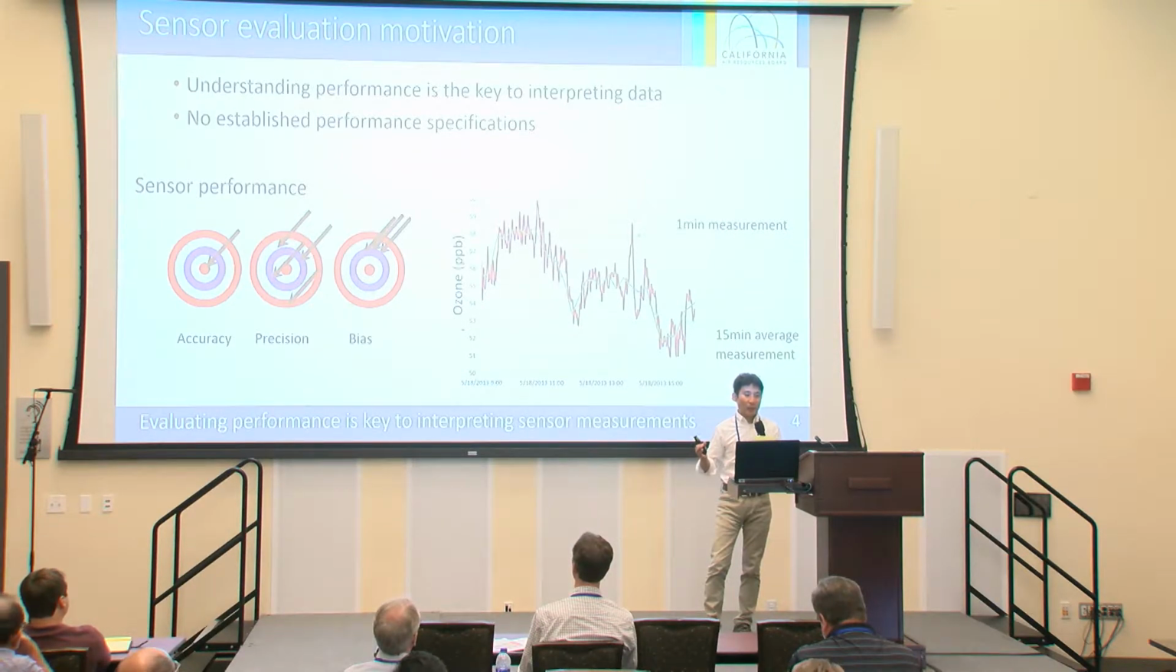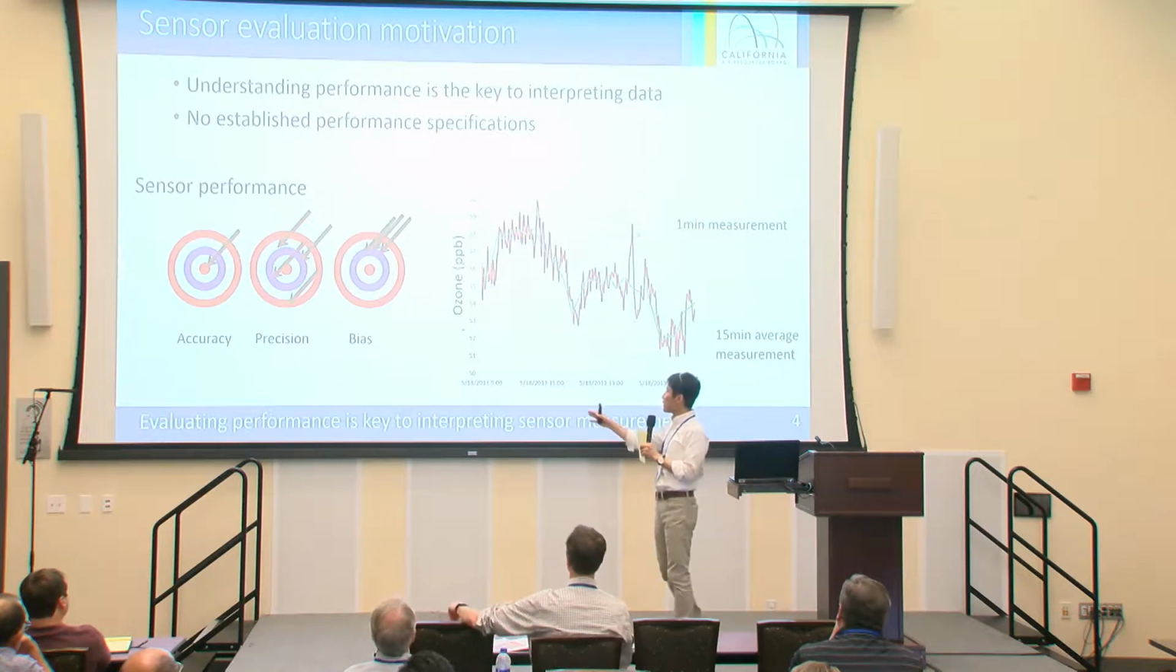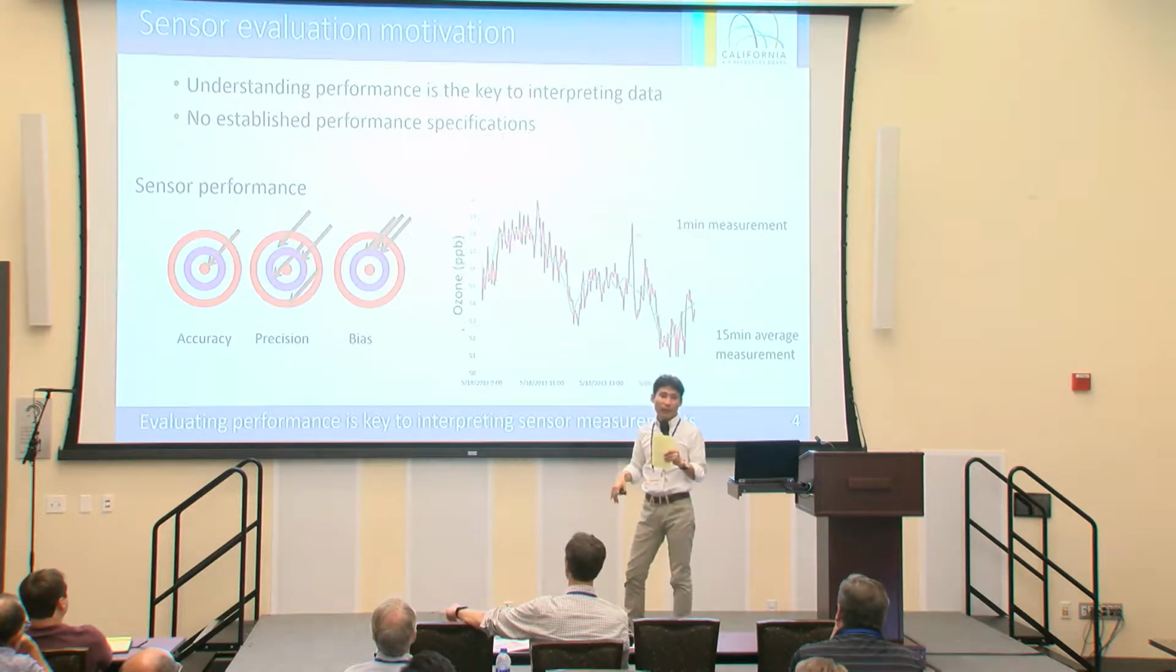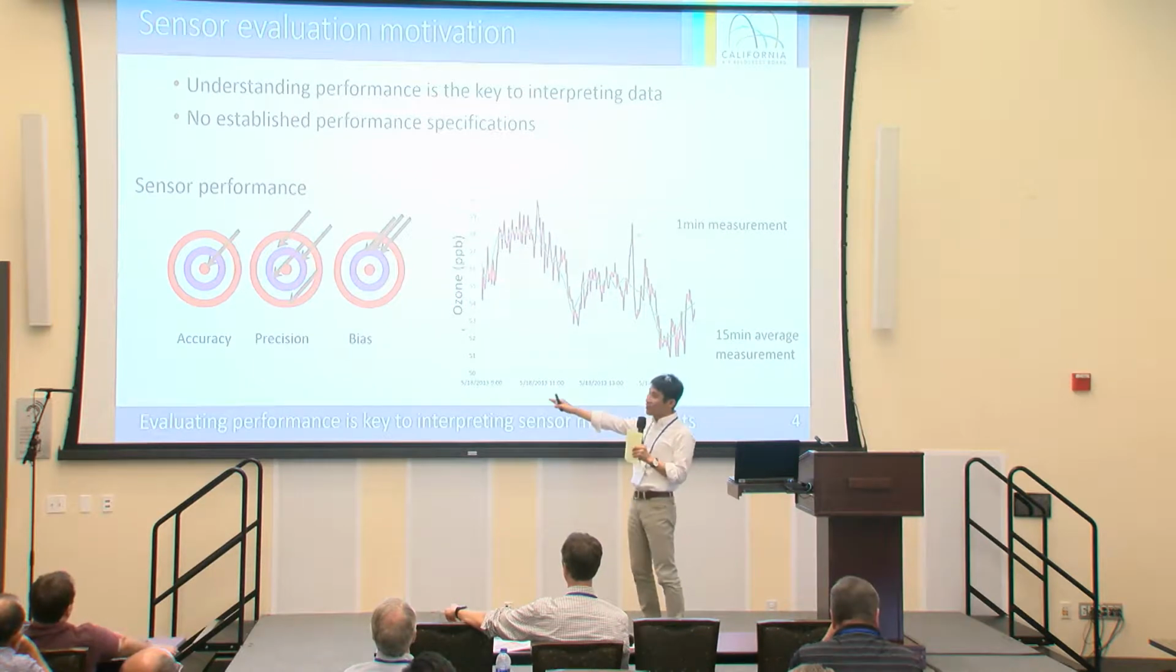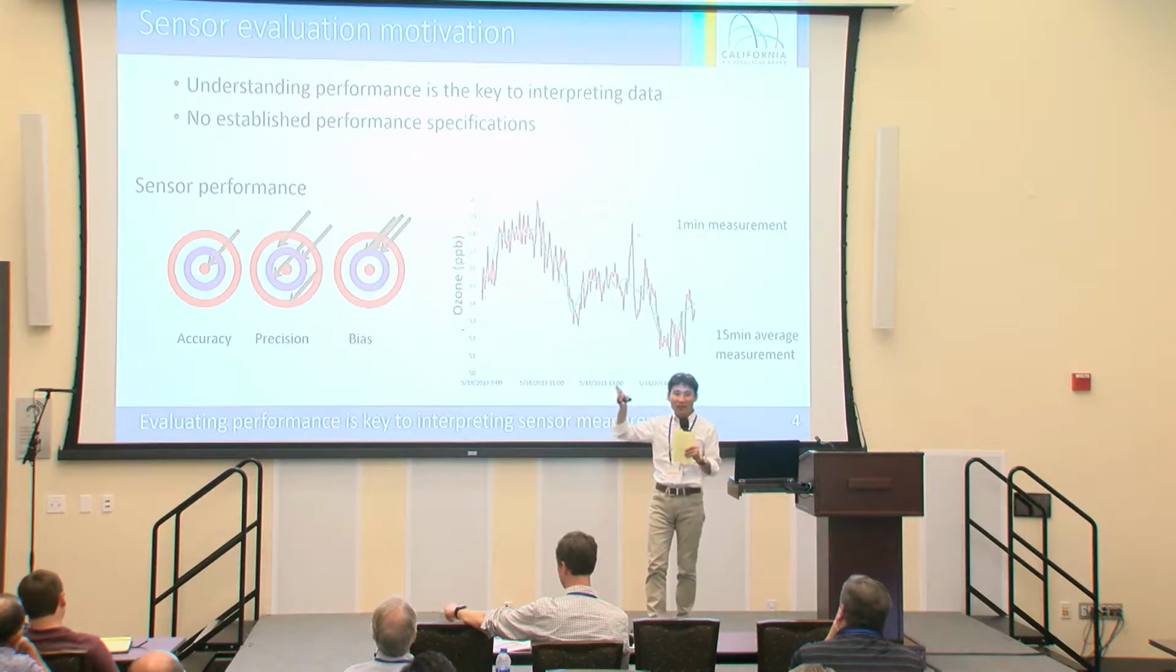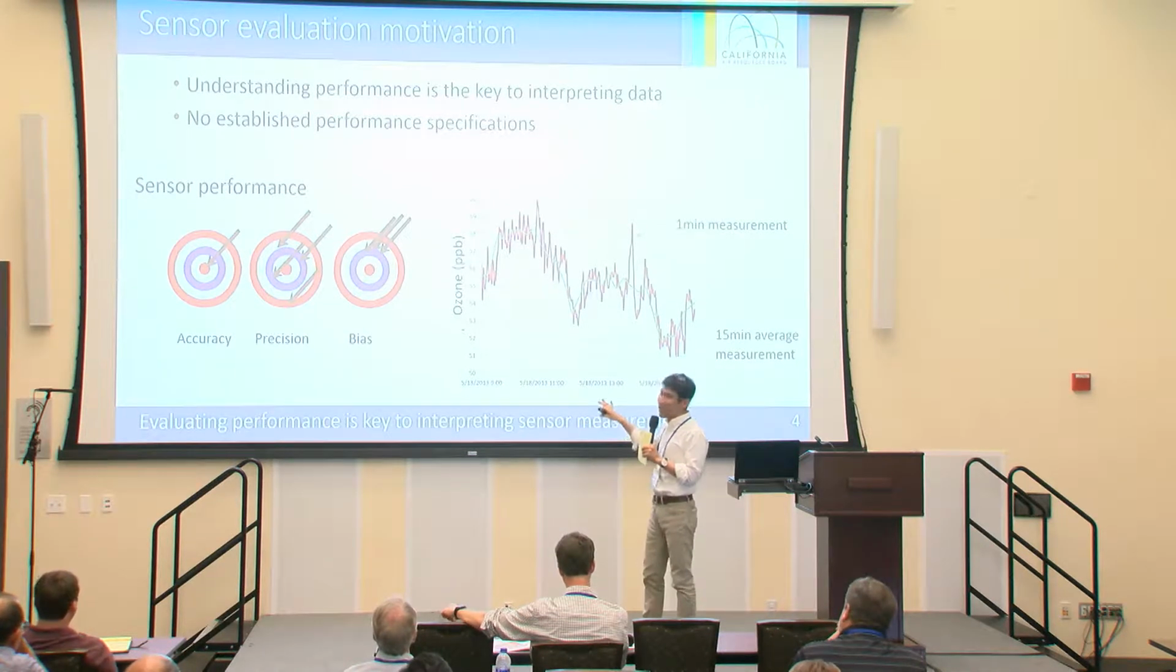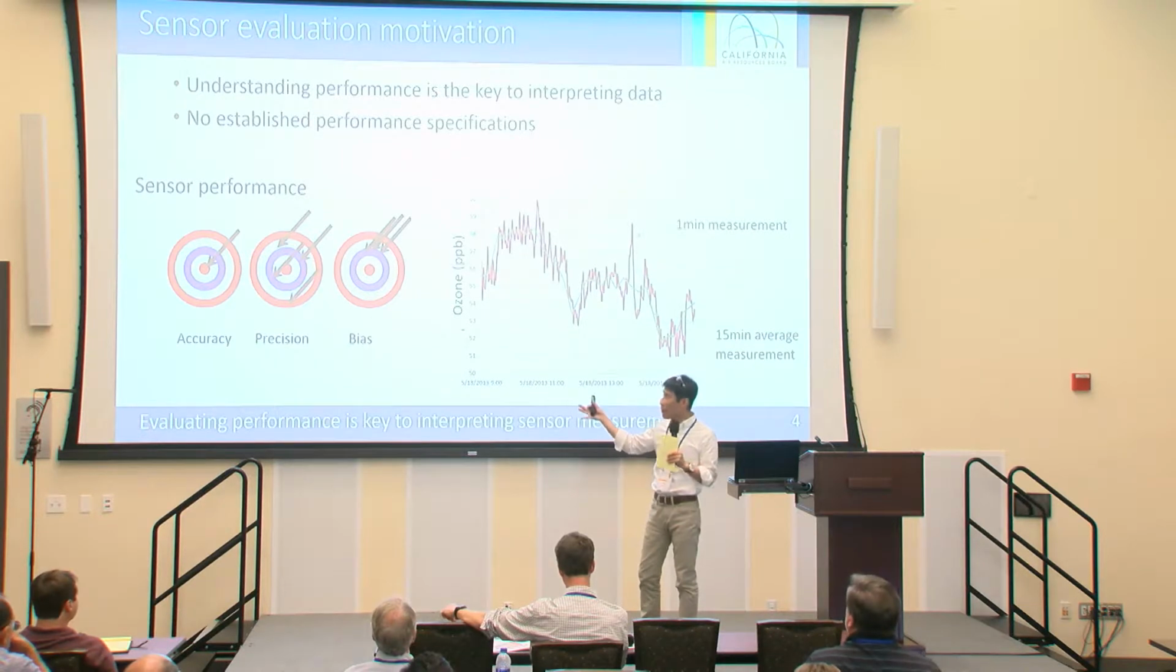And let me just quickly talk about some performance metrics as an example. This chart is from the EPA's sensor guidebook. Accuracy is how close you are to the true value. Precision is how consistently you hit the same value. I would call it noise. And bias is a systematic error.